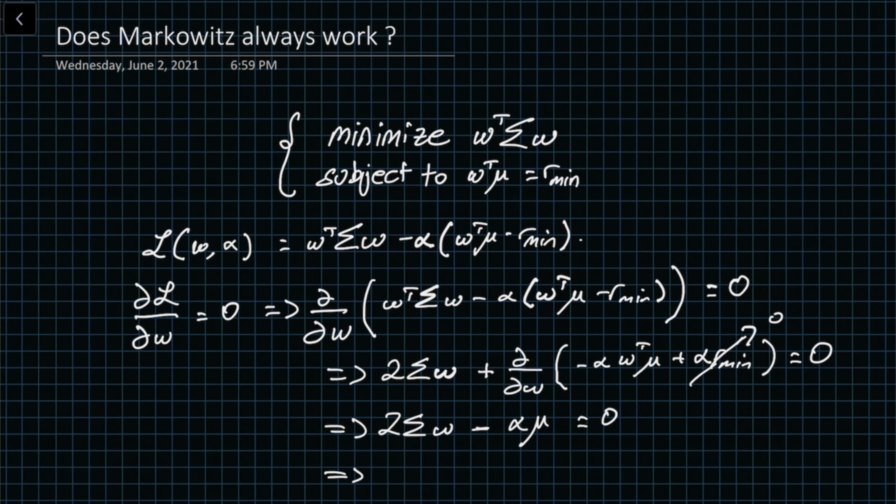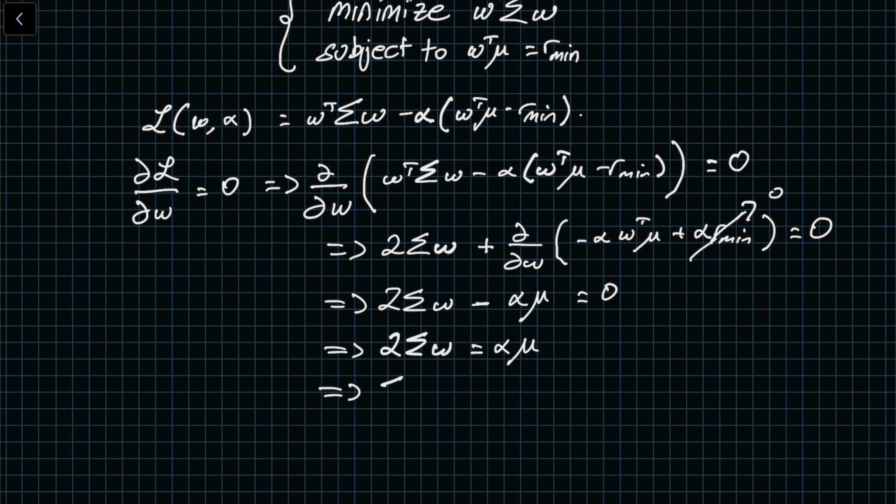So what we get is simply 2 sigma W, which is alpha mu. Over here we get a sigma W, that is alpha over 2 mu. Inverting sigma, we get W, that is alpha over 2 sigma inverse mu, right? Now we need to compute alpha.